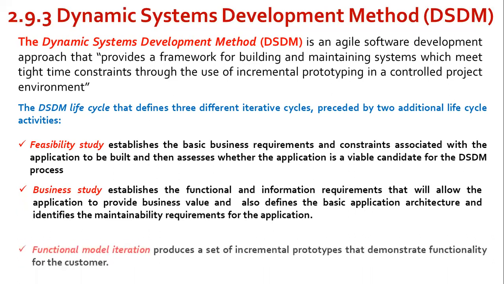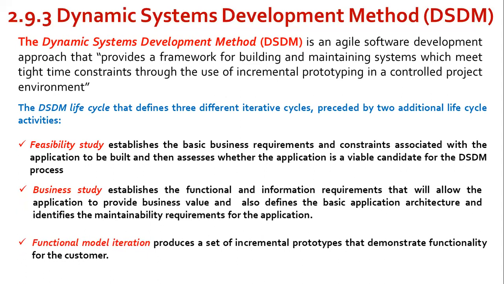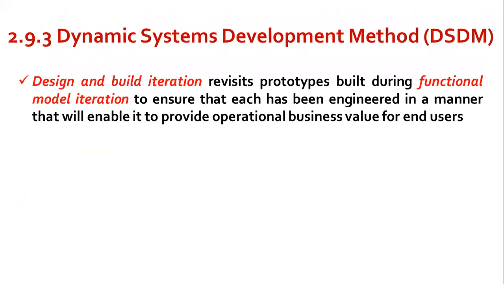And the third one is the functional model iteration, which produces a set of incremental prototypes that demonstrate functionality for the customer. Now, coming to the fourth one, that is the design and build iteration. Here, this revisits the prototypes built during the functional model iteration to ensure that each has been engineered in a manner that will provide operational business value for the end user. In some cases, the functional model iteration and the design and build iteration occur concurrently.